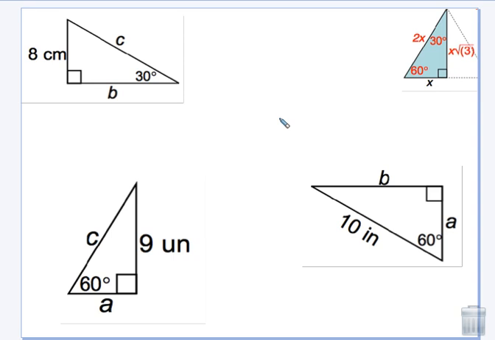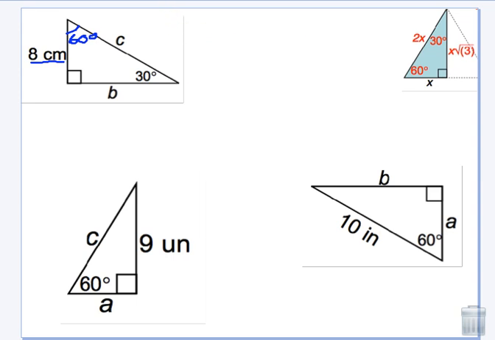case. Okay, so in this example, we know the short side is 8 centimeters, and we need to find side b and side c. Because this is 30 degrees here and 90 degrees here, I know that this angle is going to be 60 degrees. How do I know that it's 60 degrees? Because when you add up all the angles in a triangle, they always equal 180. Okay, so if you have 90 plus 30, that gives you what, 120? Subtract 120 from 180 and you're left with 60 degrees. So my other angle needs to be 60 degrees.